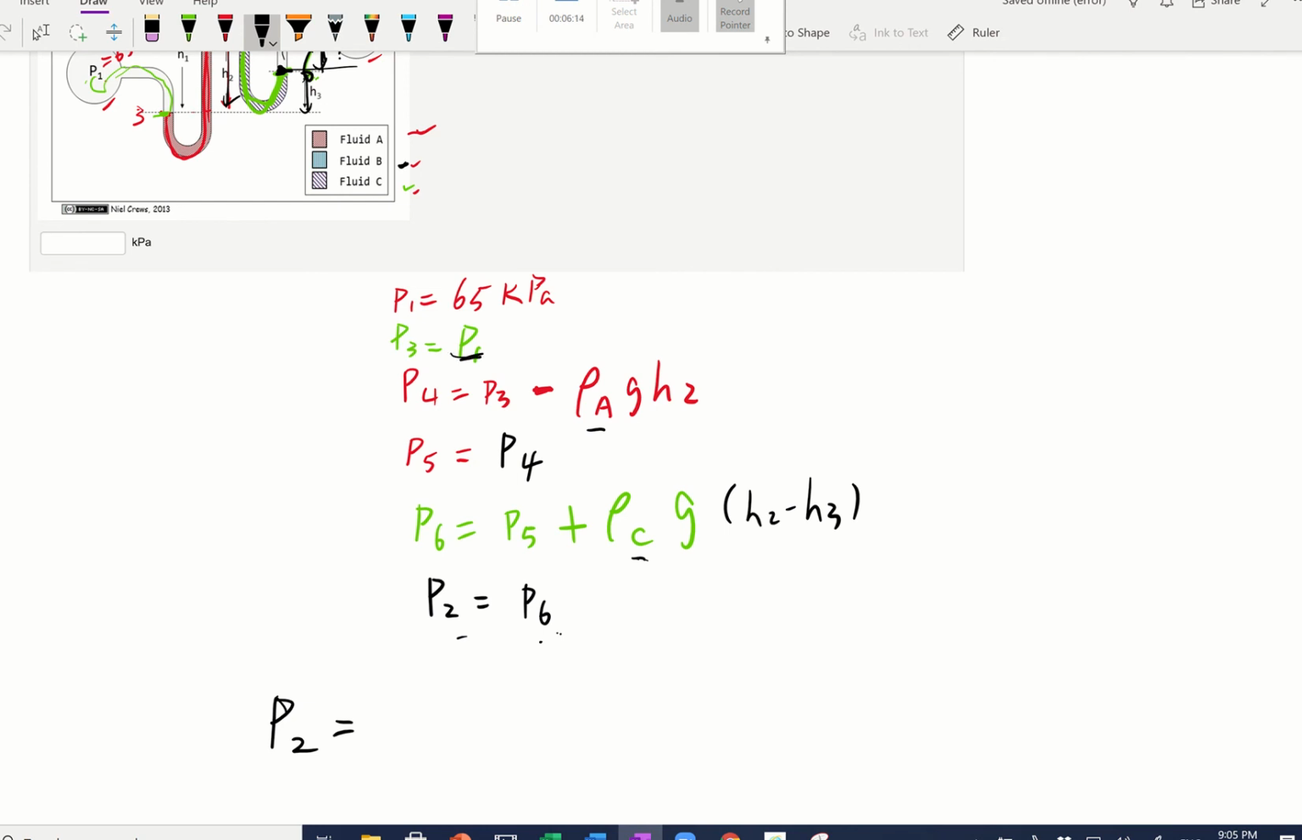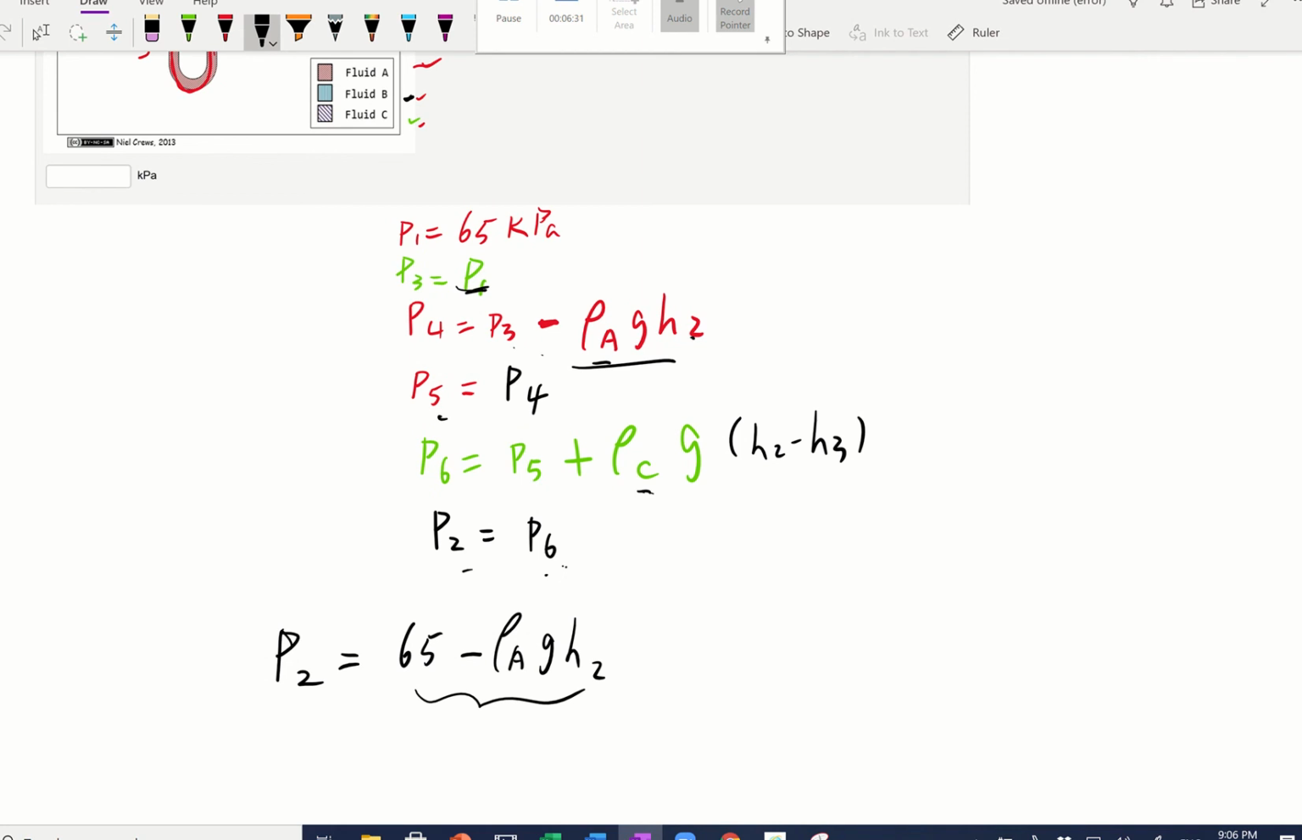And P3 is going to be 65 kilopascal. Then 65 minus this term, rho A, g, H2. That's your P4 now, and this is also going to be equal to P5. Then P5 plus this term, rho C, g, (H2 minus H3). That's going to be your P6. P6 happens to be equal to P2. So that's going to be our combined solution to find P2.